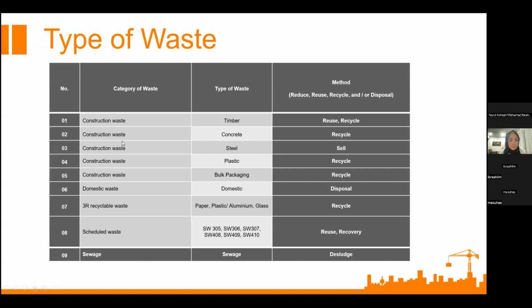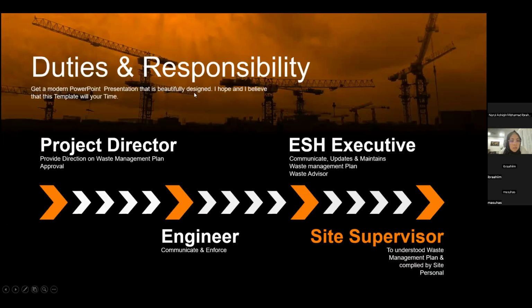Okay, and this one I mentioned just now in the TMP waste management plan. For timber, we are going to reuse and recycle. For concrete, we recycle. Steel, normally we sell, but the selling price goes to the company, not to our team. Plastic we recycle, packaging we recycle, domestic waste is disposed, paper is recycled, and then scheduled waste, some is reuse and recovery. Sewage is discharged. It is a duty and responsibility all the way from the project director to the site supervisor, as I mentioned just now.